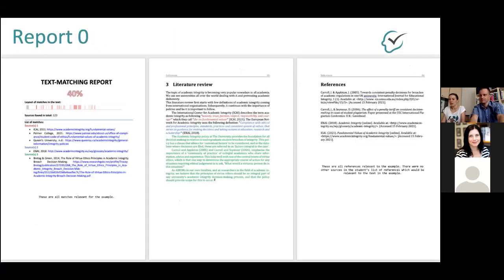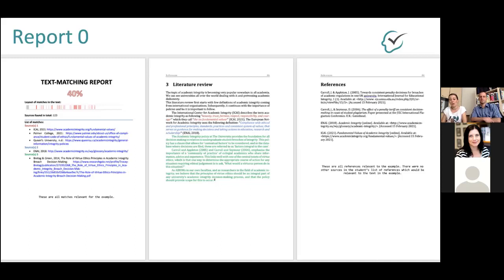Tomáš already shared with you the link to the first report. Here you can see it also on my screen. You will find there 3 pages in the PDF, and we pretend this is just a part of the report. It's not the complete text, but we have the first page, which shows the sources which were found in the text. We can see that the system evaluated a 40% match.